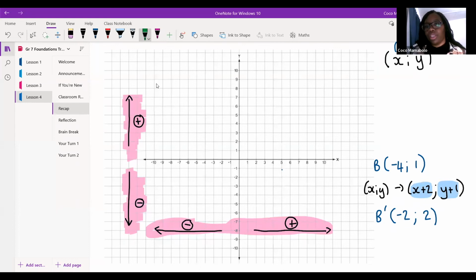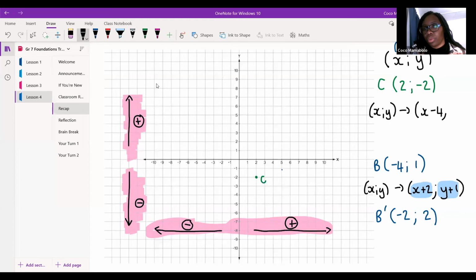Okay, let's do a C. I'm going to put the coordinate for C at 2 and -2. Sorry, guys, x first. 2 and -2. And I'm going to tell you that my rule says (x, y) goes to (x minus 4, y plus 6).